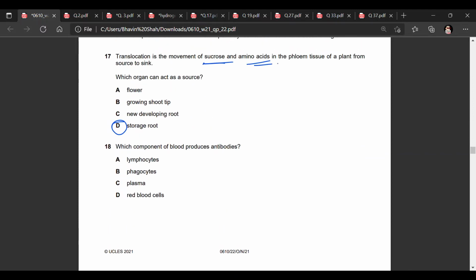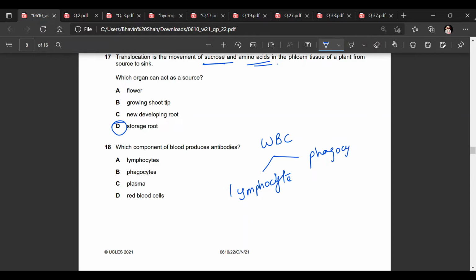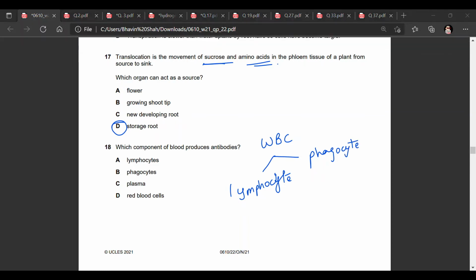Which component of the blood produces antibodies? For antibodies, we need to understand that there are two types of white blood cells. One is the lymphocyte and the other one is the phagocyte. How do you identify the difference between these two? The lymphocyte will have a bigger nucleus and the phagocyte will have a lobed nucleus. That is how you identify them. So which component produces antibodies?